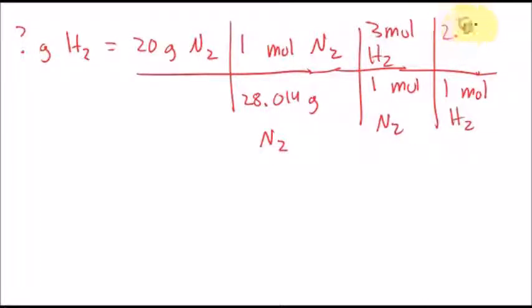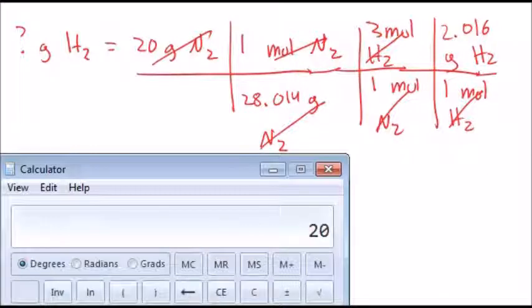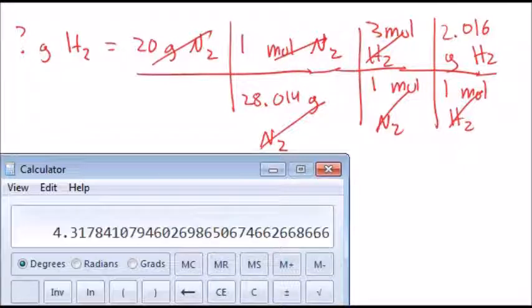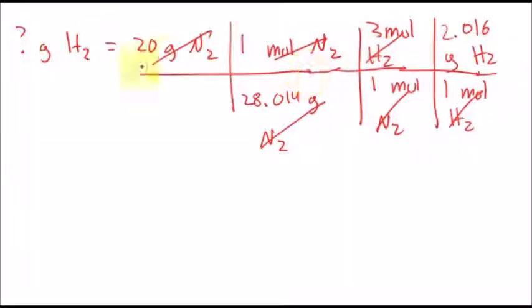Excellent. So from here, we can just cancel out. Grams of N2 cancel out with grams of N2. Moles of N2 cancel out with moles of N2. Moles of H2 cancel out with moles of H2. And we're left with the grams of H2. So this information is going to tell us how much H2 is consumed. So 20 times 1 times 3 times 2.016 divided by 28.014 times 1 times 1. We're getting 4.3. So if 20 grams of N2 reacts, 4.3 grams of H2 will be consumed.